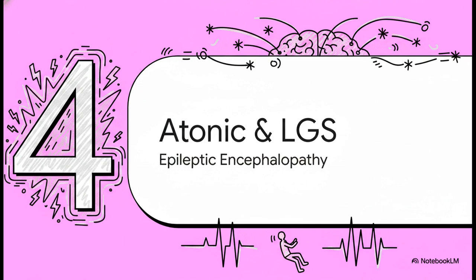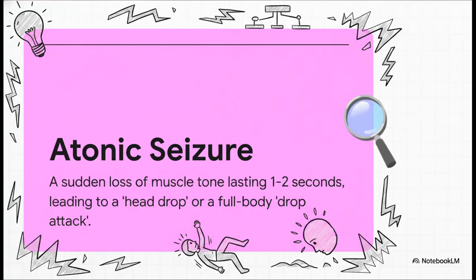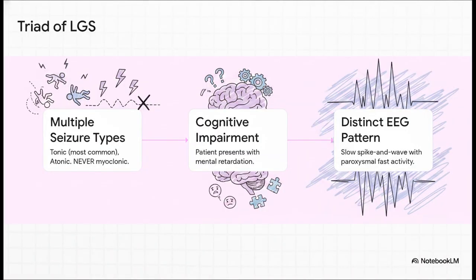Okay, next up, we need to address atonic seizures. Now, while they're a distinct seizure type, their primary clinical significance really lies in their role as a core component of a very severe epileptic encephalopathy. So, atonic seizures, or what are often called drop attacks, are defined by an abrupt and complete loss of postural tone. This can look like a simple head drop, or it can be a full body collapse that lasts just a second or two. The number one concern here, as you can imagine, is the significant risk of injury from these sudden falls. These atonic seizures are a hallmark of something called Lennox-Gastaut syndrome, or LGS.